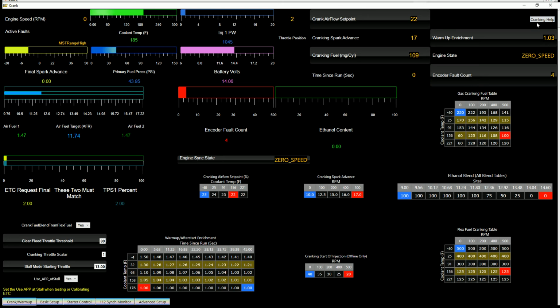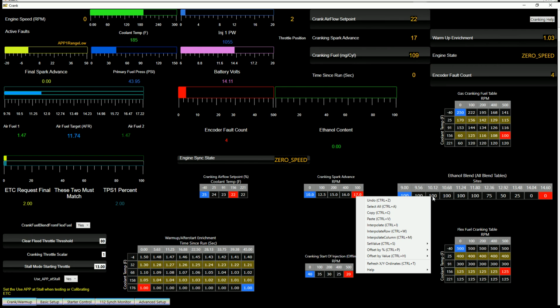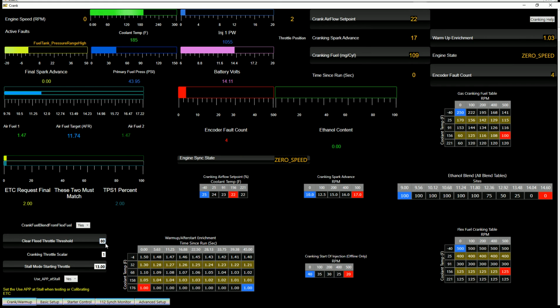Okay. You also have a cranking help in the top corner that'll open a PDF that explains all of these tables. You can also right click on the table, go to help, and it will give you an explanation of what that table does. And in your options in the bottom right hand corner, you can click and hit help, and it will give you a description of that particular option as well. So there's plenty of help on how to do this stuff.